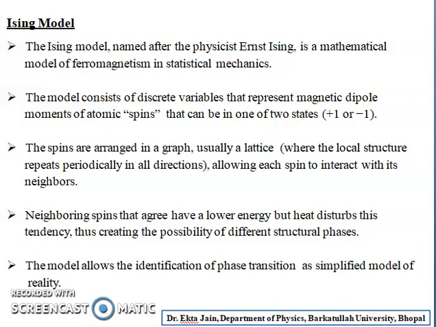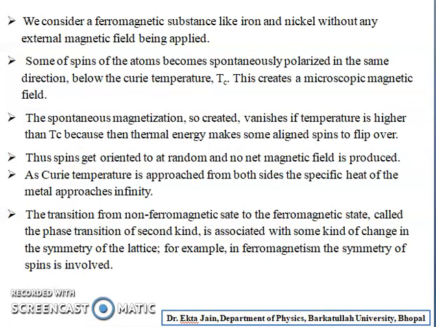Neighboring spins that agree have a lower energy, but heat disturbs this tendency. It means when we apply heat, this tendency will be disturbed, thus creating the possibility of different structural phases. This model allows the identification of phase transition as a simplified model of reality. So, there are some more important points about the Ising model.